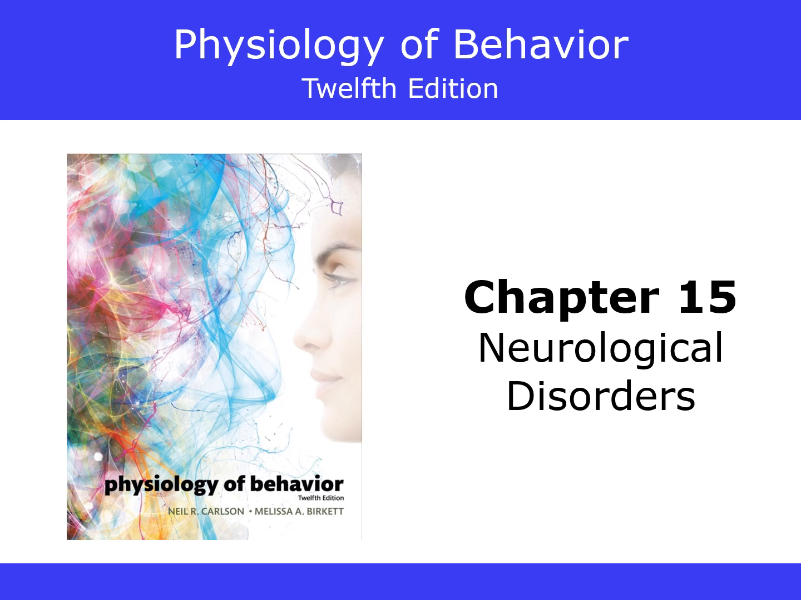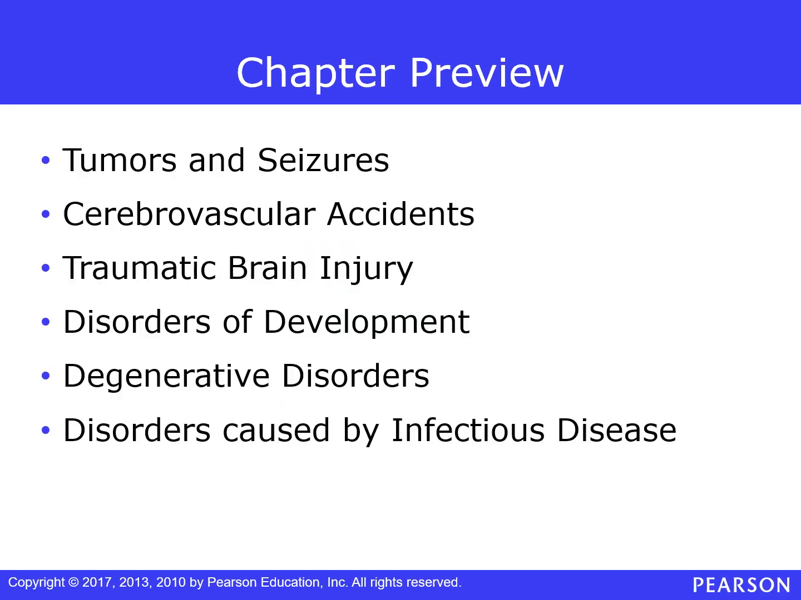Hi all, in this lecture we're going to talk about portions of chapter 15, which focuses on neurological disorders. In this chapter we cover a variety of different causes of neurological disorders. First we're going to look at tumors and seizures, then we'll move on to cerebrovascular accidents. We'll also talk about TBIs as well as disorders of development, degenerative disorders, and then finally we'll finish with infectious disease.